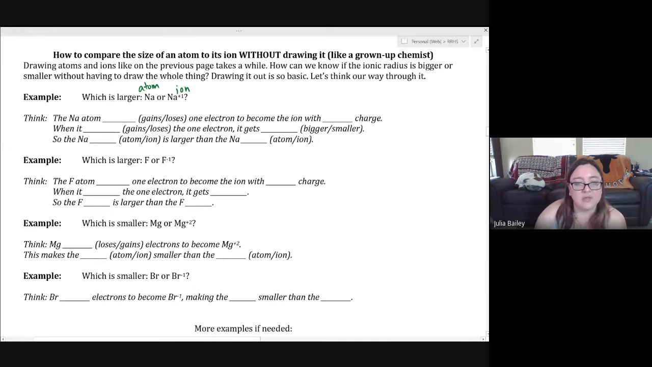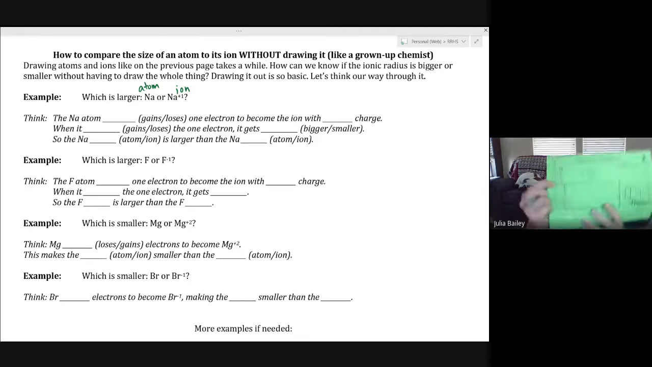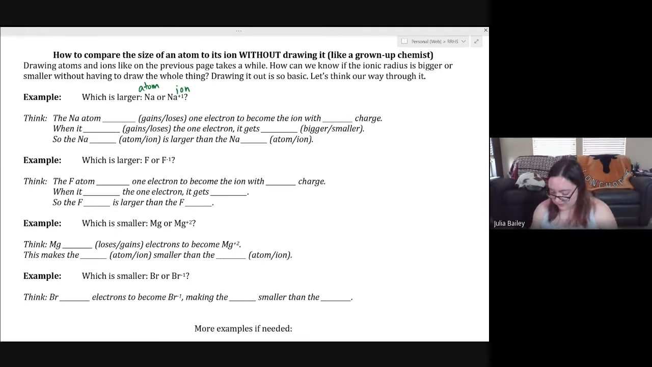The sodium atom, to become the ion, has to either gain or lose an electron. To answer that question, does it gain or lose? Look at your periodic table. Sodium's an alkali metal, and according to your notes, alkali metals lose 1 electron. So the sodium atom loses 1 electron, and then it will become an ion with, if you look at your notes, alkali metals have a plus 1 charge. When it loses that 1 electron, it will get smaller. When it loses, it gets smaller, right? Losing stuff makes you smaller.